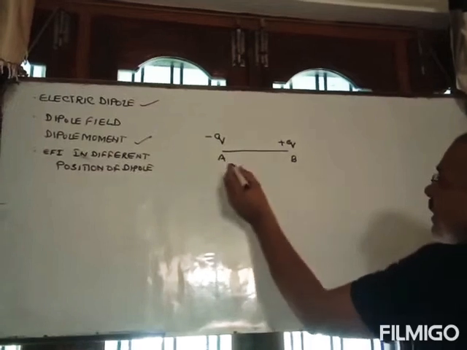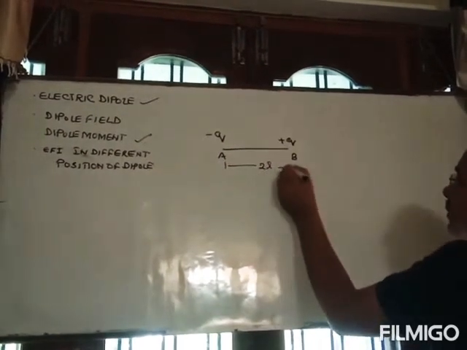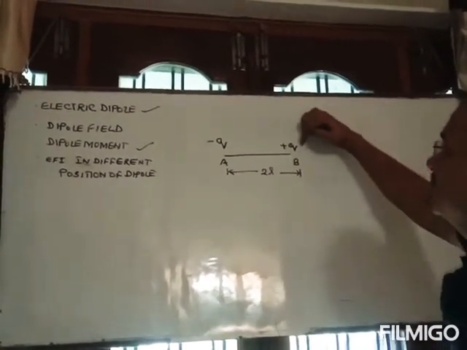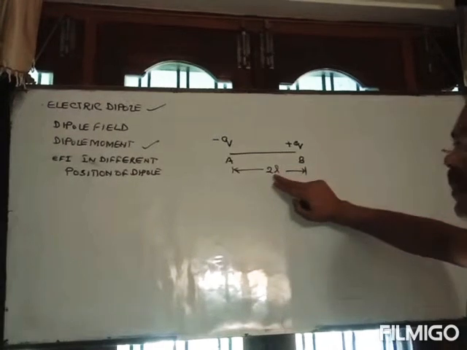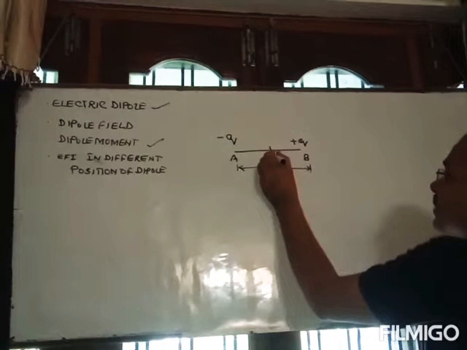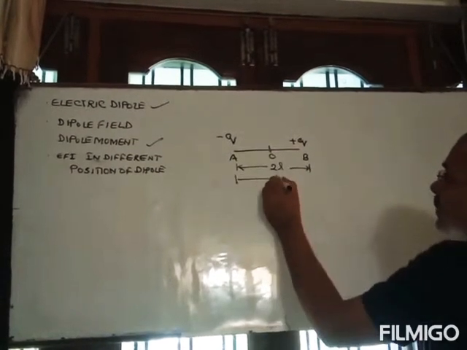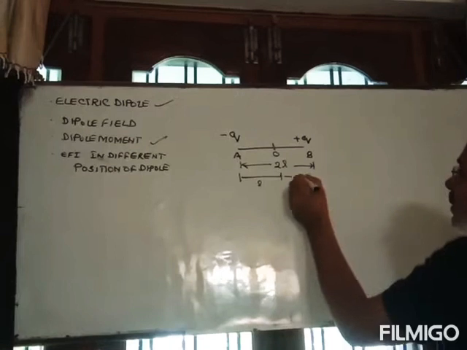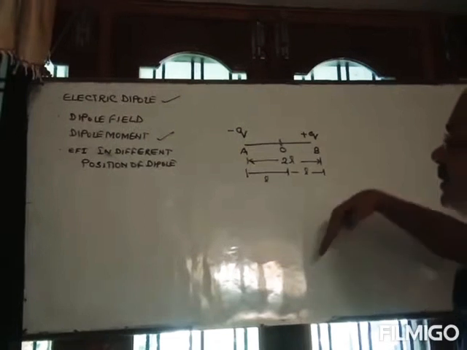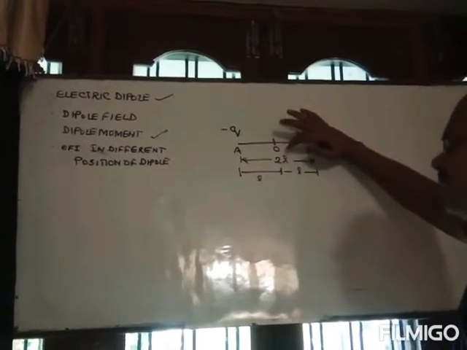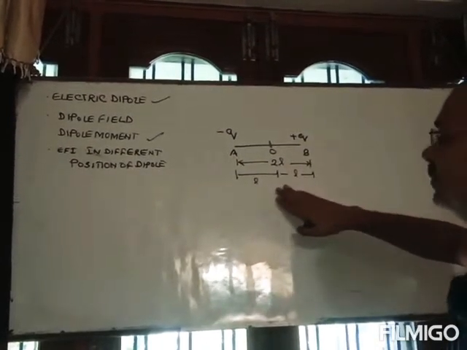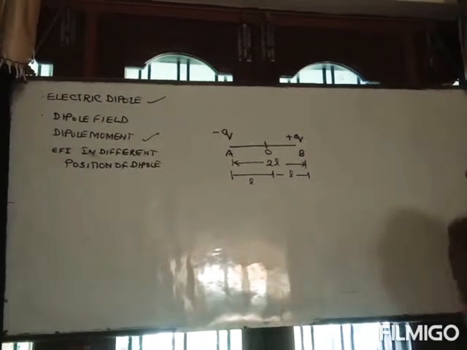Suppose the distance between A and B is 2L. It is called effective length. It means the distance between the charges of the dipole is called effective length. It is denoted by 2L. And why by 2L? Because the distance from the dipole is always measured from its center, so half of 2L is L, so calculation remains easy. That's why its effective length is denoted by 2L. In some books it is also denoted by L, so half of it becomes L by 2, so calculation becomes difficult.